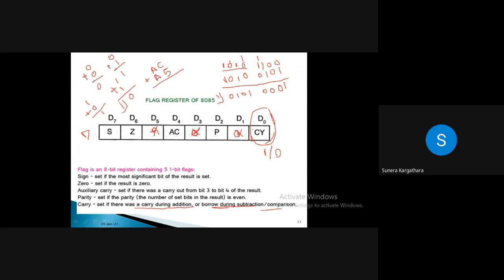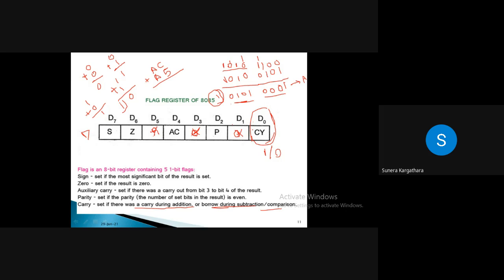Right? So whenever you are performing any arithmetic or a logical operation, your result is stored in the accumulator. Obviously, how many bits does the accumulator have? It has 8 bits. So this 8 bit result will be stored in the accumulator. But the carry is generated after performing the addition operation.